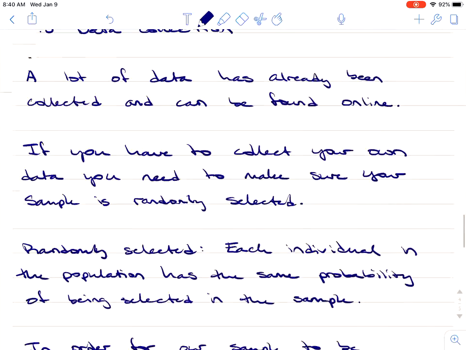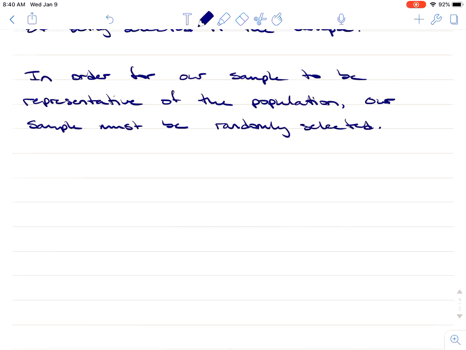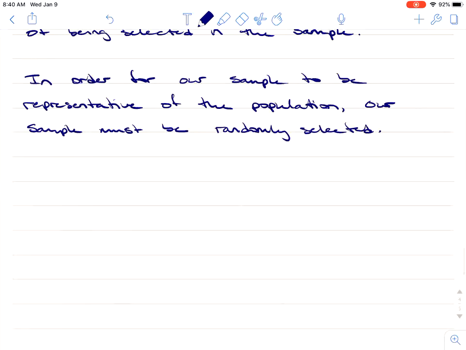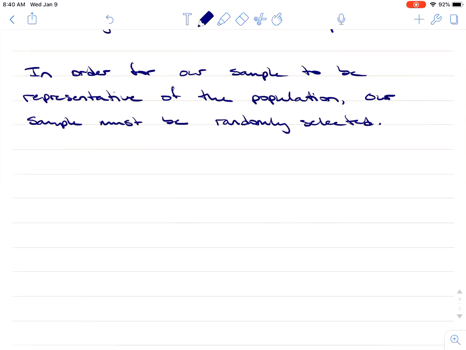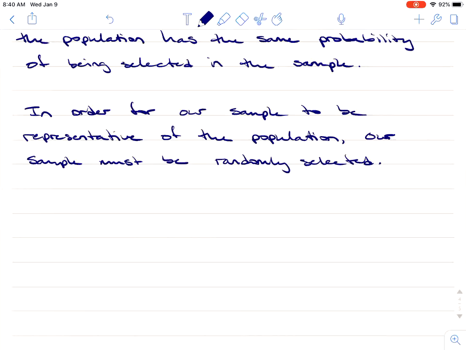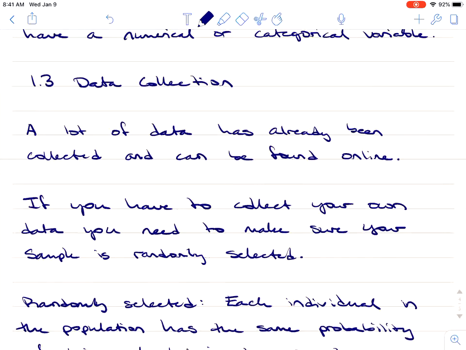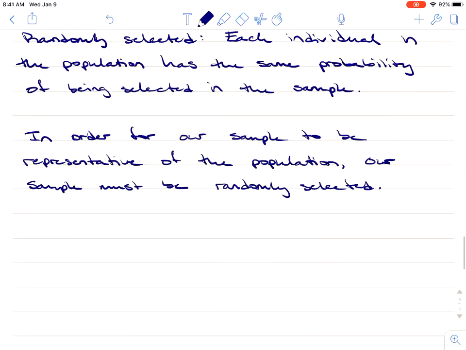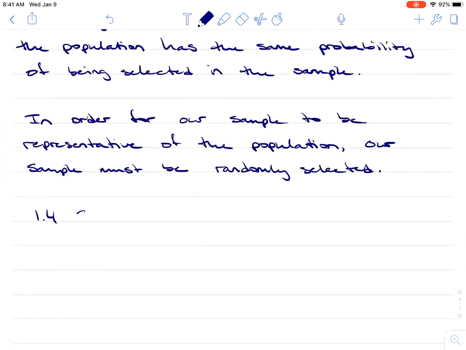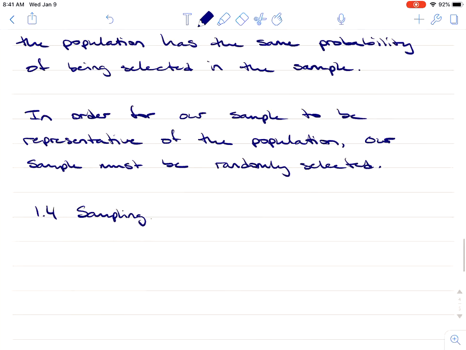What is this section called? Weird. I have 1.3 is called data collection, and 1.4 is also called data collection. Not sure what's going on there. 1.4 is sampling, which is essentially the same thing, right? Data collection by sampling.